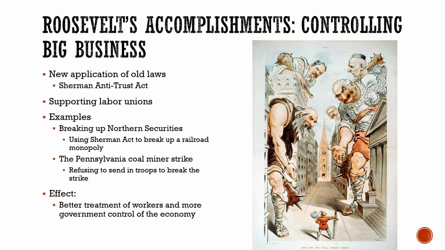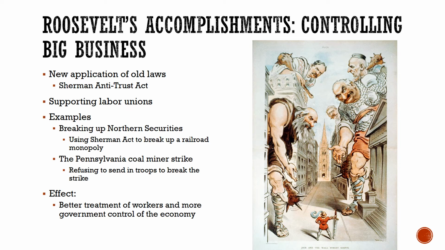One, he changes the way old laws are being applied. The Sherman Antitrust Act, which was passed back in the 1890s, is now applied with full force. And Teddy Roosevelt uses this law to bring down some of the biggest monopolies in the country. He also starts to back up labor unions. Up until this point, the government usually fought labor unions and backed up big business, but not anymore. Teddy Roosevelt uses the power of the government to support labor unions and their right to strike for a better deal. And there are some pretty famous examples of this that happened during his first term in office.